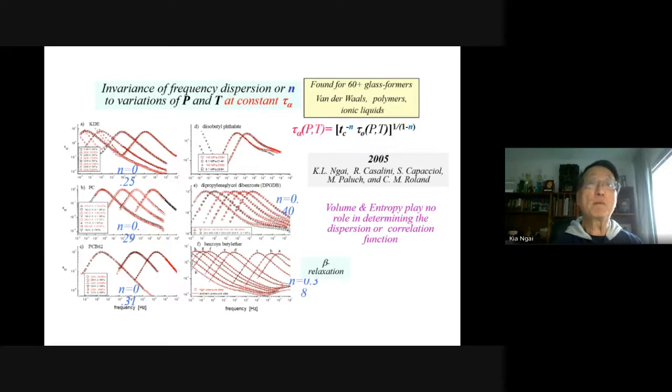This is a glass forming material, so we use the word alpha. Tau alpha is the same because the peak frequency is the same, and then you have the same dispersion. Now that's amazing. So that was discovered by my various colleagues in 2005.